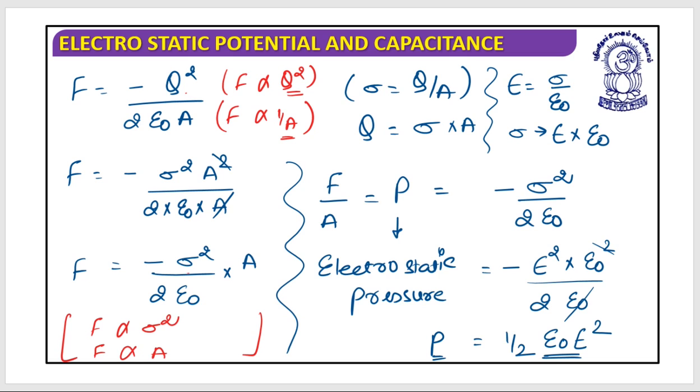So you must consider whether charge has been given or sigma has been given. If sigma has been given, then the cross sectional area of a plate is directly proportional to the force acting. But if charge has been given, then cross sectional area is inversely proportional to the force acting. I hope the things are clear to you. Is it clear? Okay, great.